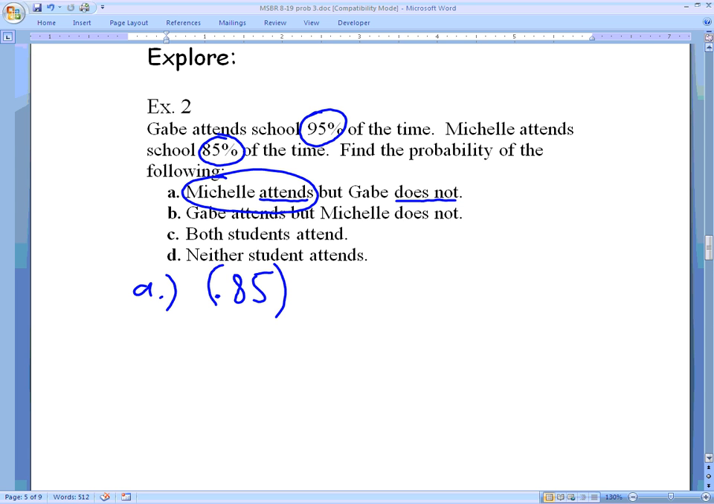And so that's a complement. Whenever you're trying to find out the not, we looked at our formula last class, you take 1 minus the probability that she will attend, and that leaves the complement of 0.05. So we're going to take 0.85 times 0.05, 5% of the time Gabe does not attend. We're going to throw that into a calculator, and we end up with 0.0425.